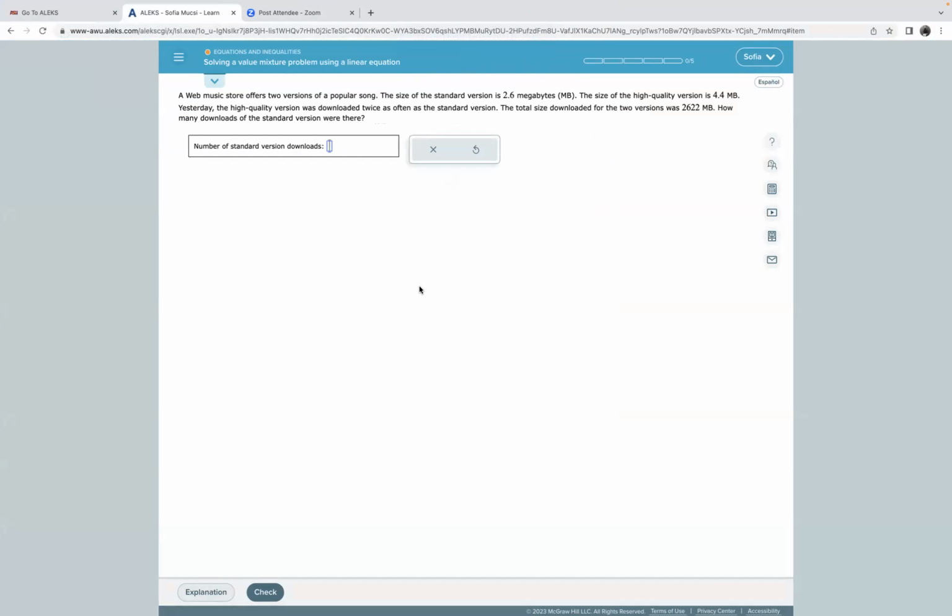Sorry, I was muted. Yeah, I grabbed a snip here. This is a mixture problem, so we're going to use a table. Okay. Let me try that out here.